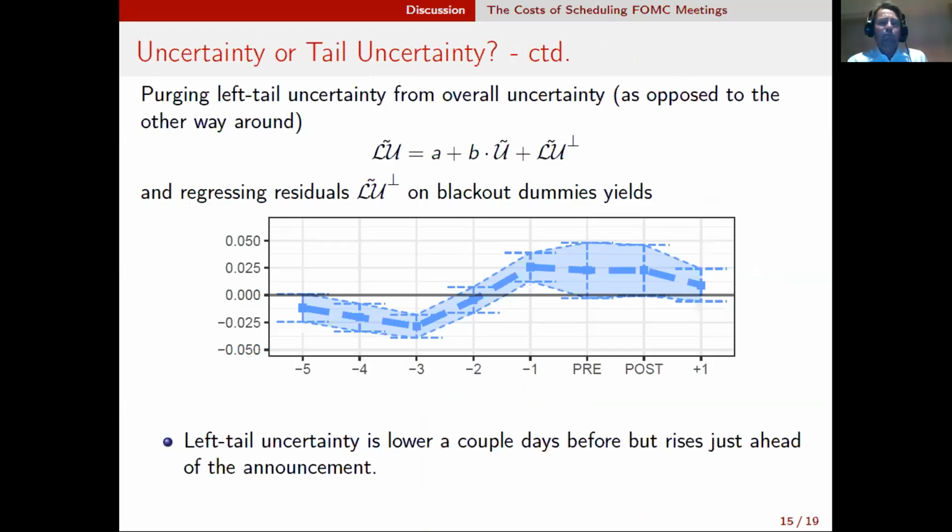So what happens if we purge left tail uncertainty from overall uncertainty and then run the same dummy variable regressions? Well, if we do this, then there's essentially a decrease in uncertainty ahead of the FOMC announcement, then an increase just before, and then it basically stays flat around the FOMC announcement. So left tail uncertainty is lower a couple of days before, but rises just ahead of the announcement if we purge it from overall uncertainty.